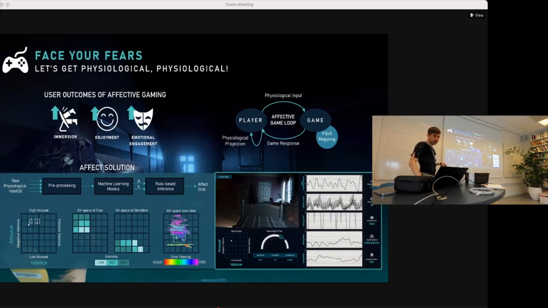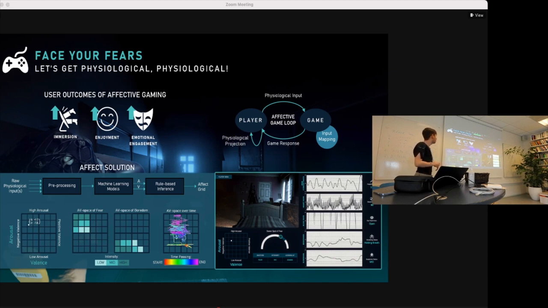But yes, the project, again, aims to measure your fear, and the reason we're doing this is because a recent review from our team has shown that affective gaming, as it's called, this idea of adding physiological measures to games, leads to higher immersion and higher levels of enjoyment, fun and emotional engagement. So that's why it's meaningful to even look at this.